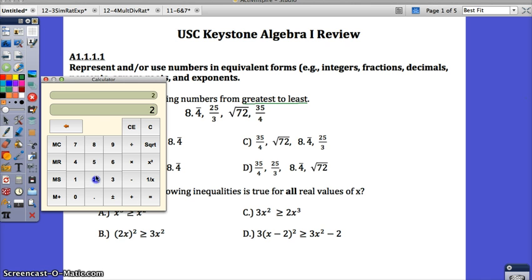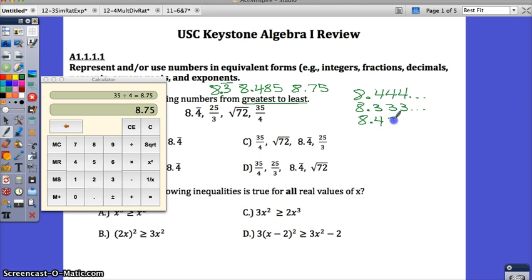We have 8.4 repeating. I would find out what 25 divided by 3 is. Put that down. 8.3 repeating. Find out what the square root of 72 is. Find out what 35 divided by 4 is. It may help you to write them in line on top of each other. So I have 8.4 repeating, or 8.444 continuing on. I have 8.333 continuing on. I have 8.485 and 8.75.